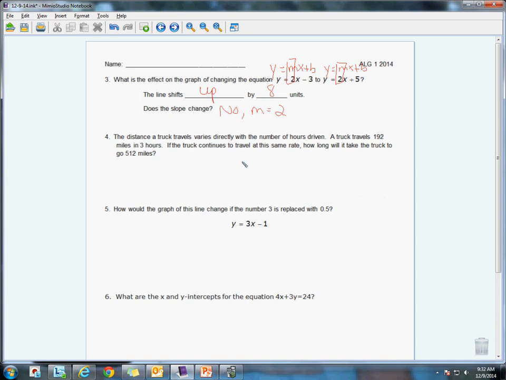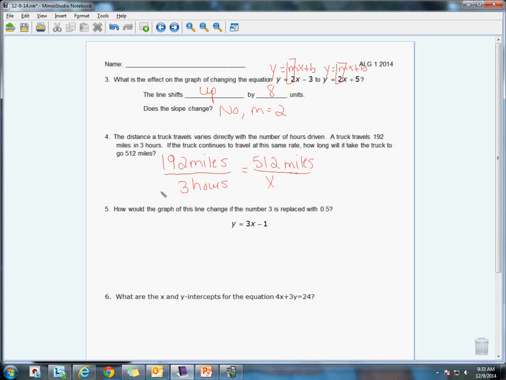Number 4, the distance a truck travels varies directly with the number of hours driven. A truck travels 192 miles in 3 hours. If the truck continues to travel at the same rate, how long will it take the truck to go 512 miles? All you have to do is set a proportion. You have 192 miles in 3 hours is equal to, it's trying to figure out the time it takes to travel. So we're going to put x down here for my hours, and it's traveling 512 miles.